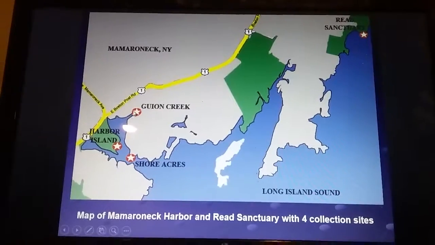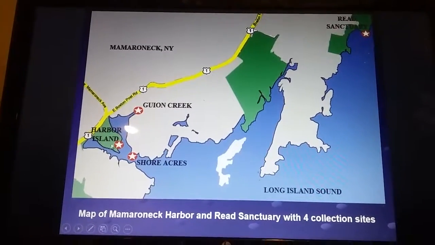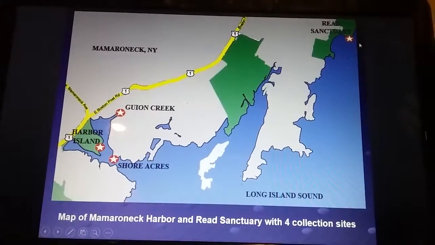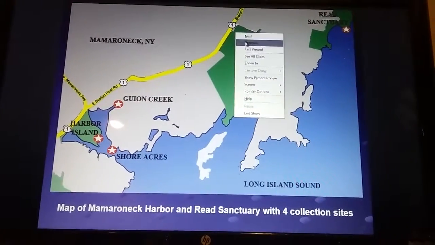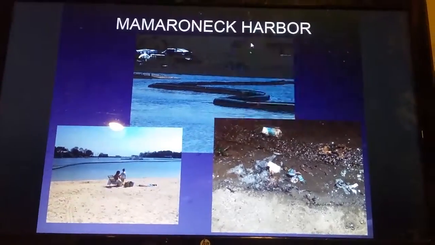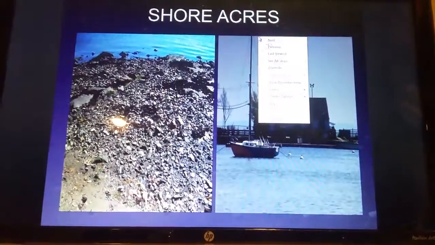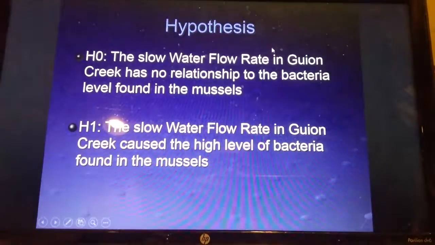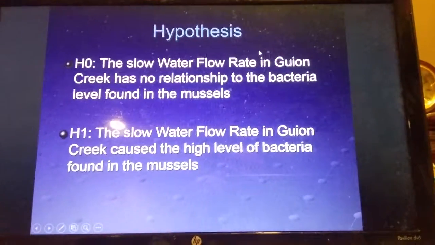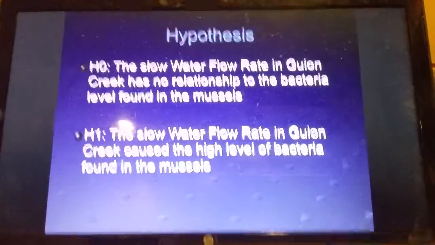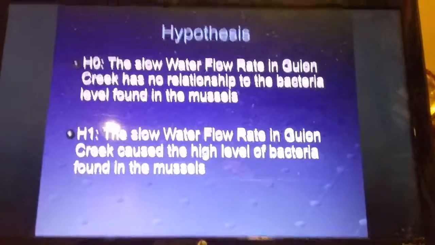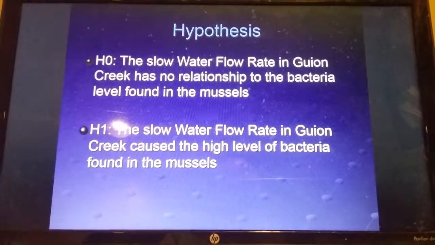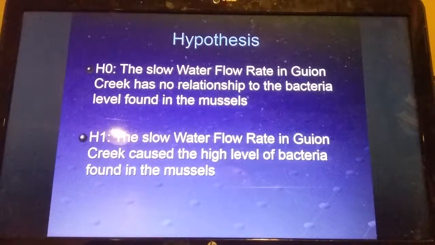And so the main area we're studying is the Guyang Creek. There's a harbor island, Salt Acre, and also a very clean water called Rick Sanctuary. So we give you this picture. And now where we were last time is actually the hypothesis, which is very important here. Because you must know the hypothesis in order to identify the hypothesis and do your homework.